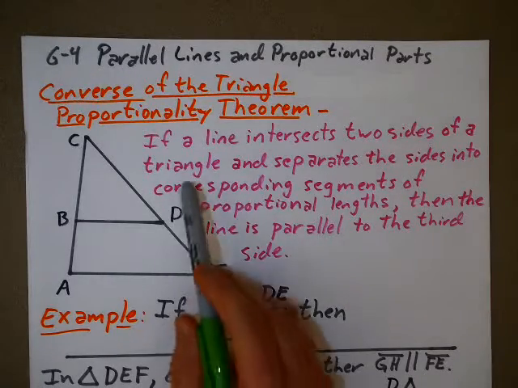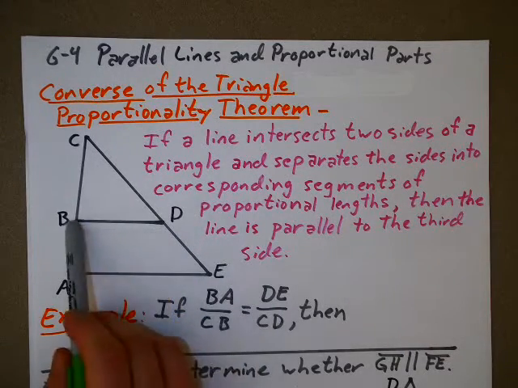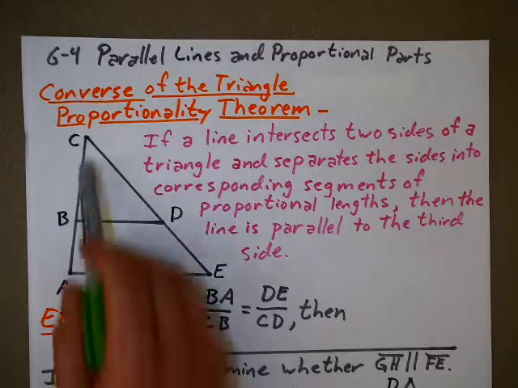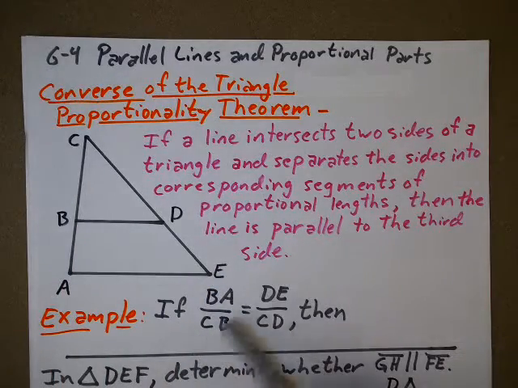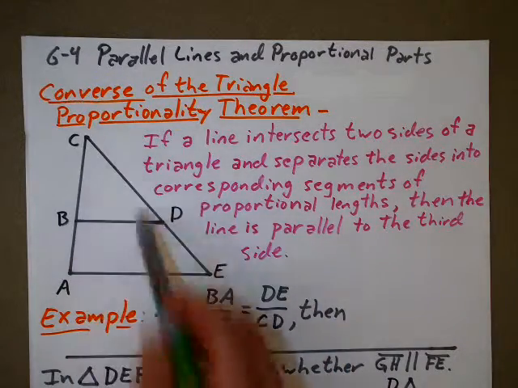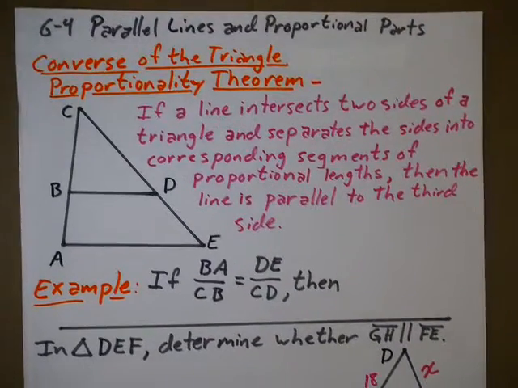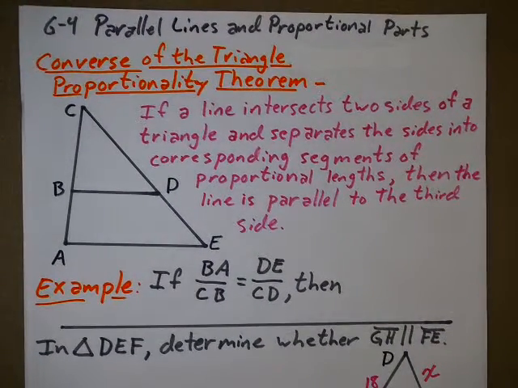It says, if a line intersects two sides of a triangle, so BD intersects these two sides of a triangle, and separates them into corresponding segments, so AB corresponds to DE and BC corresponds to CD, of proportional lengths, then this line is parallel to the third side, which is AE. So let's break that down a little better.